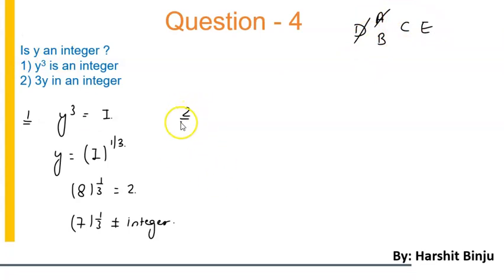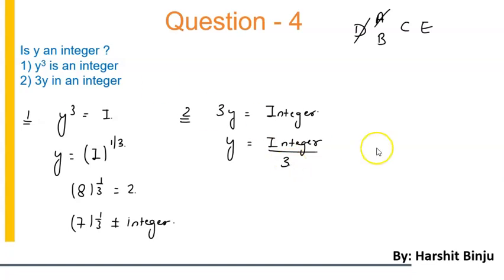Second statement says that 3y is an integer. So if 3y is an integer, that means y should be in the form of integer divided by 3. Now it may happen that this integer is a multiple of 3.